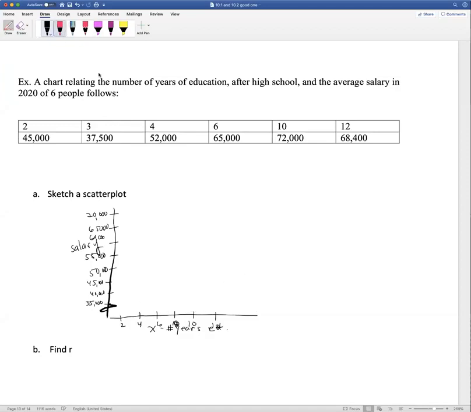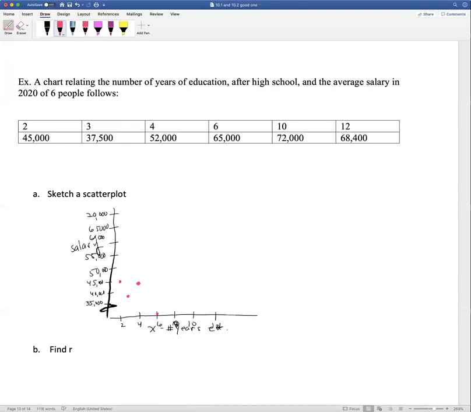Okay, so let's scatter plot this guy. Somebody with 2 years of education after college is making $45,000 a year. Somebody with 3 years of education is making $37,500. So let's put this guy right here. Somebody with 4 years of education is making 42.